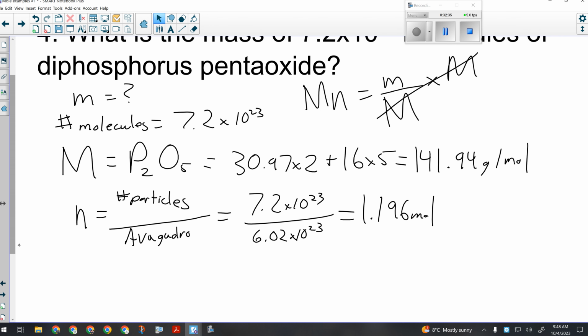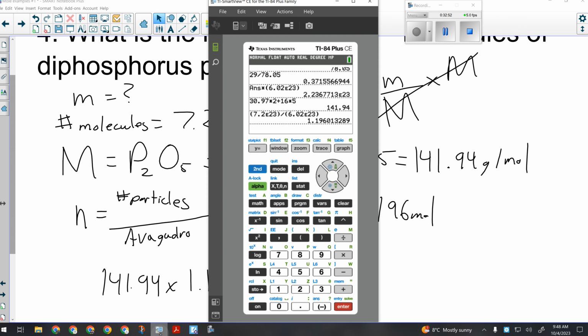So that will be 141.94, the molar mass, big M, times the number of moles, N, 1.196, and that will give me the mass of 7.2 times 10 to the 23 molecules of diphosphorus pentaoxide. So I will have 169.76 grams.